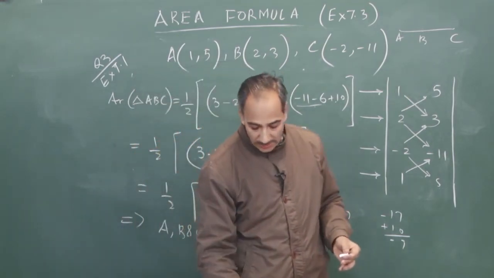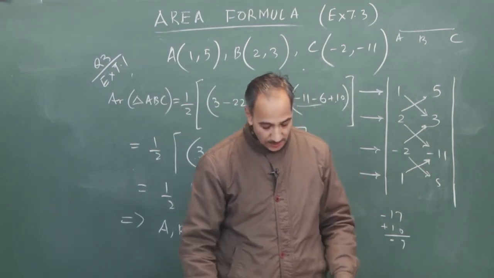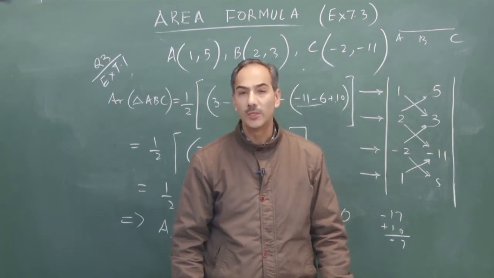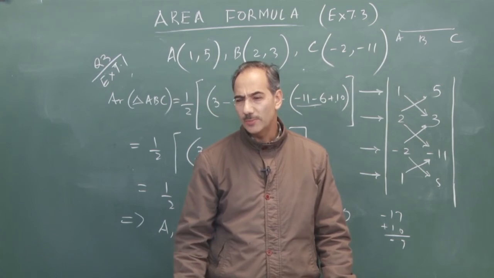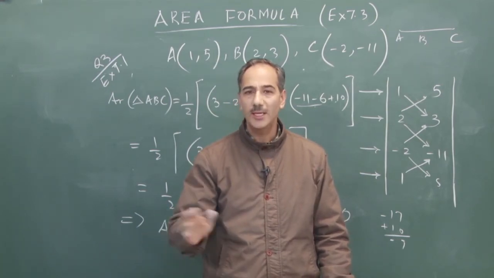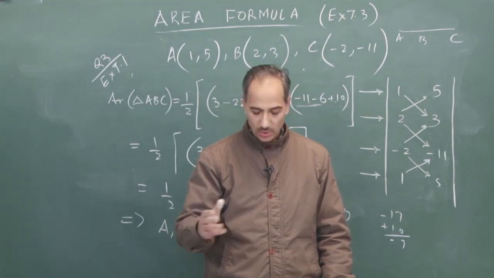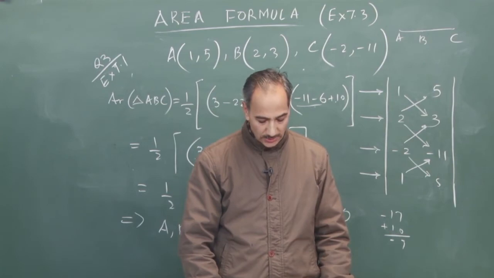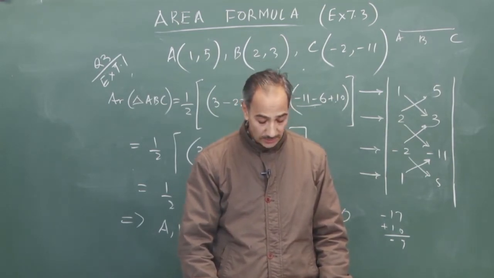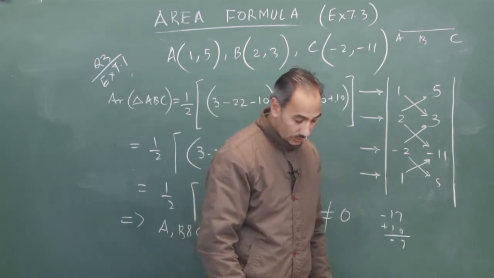Now we'll go back to our exercise 7.3. Question number 2 says, in each of the following, find the value of k for which the points are collinear. Now the points are already given to be collinear and you have to find the value of k. Just remember, if points are collinear, area is 0. If points are not collinear, area is not 0. So there is the value of k which is to be found, so that the points are collinear. We'll move on to question number 2.